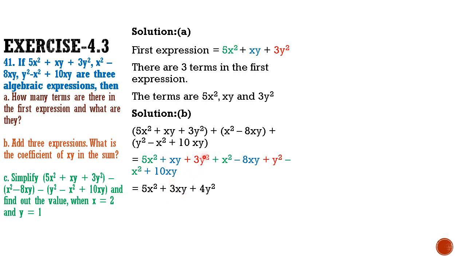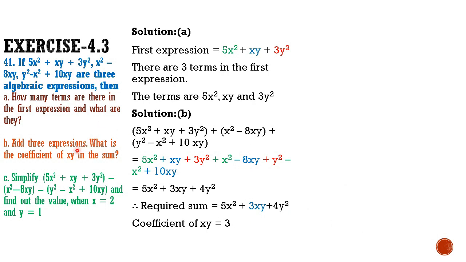After that, plus 3y square plus y square, and if we add them, because plus and plus, that would be plus, it would be 4y square. So this is the desired addition of these 3 expressions. Therefore the required sum is 5x square plus 3xy plus 4y square, and the coefficient of xy equals 3, as you can see from the expression.